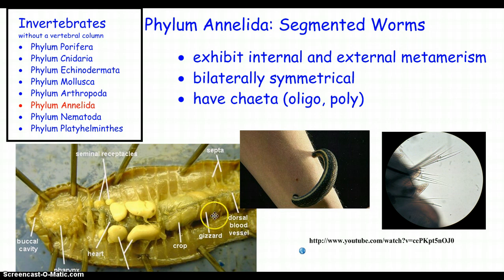They have something called a crop and a gizzard, which is responsible for processing the food that they do ingest because they don't have teeth. You'll also notice that they don't have any spinal column because they are invertebrates. So we're able to do our dissection dorsally as opposed to ventrally, how we did our frog, because it did have a backbone.